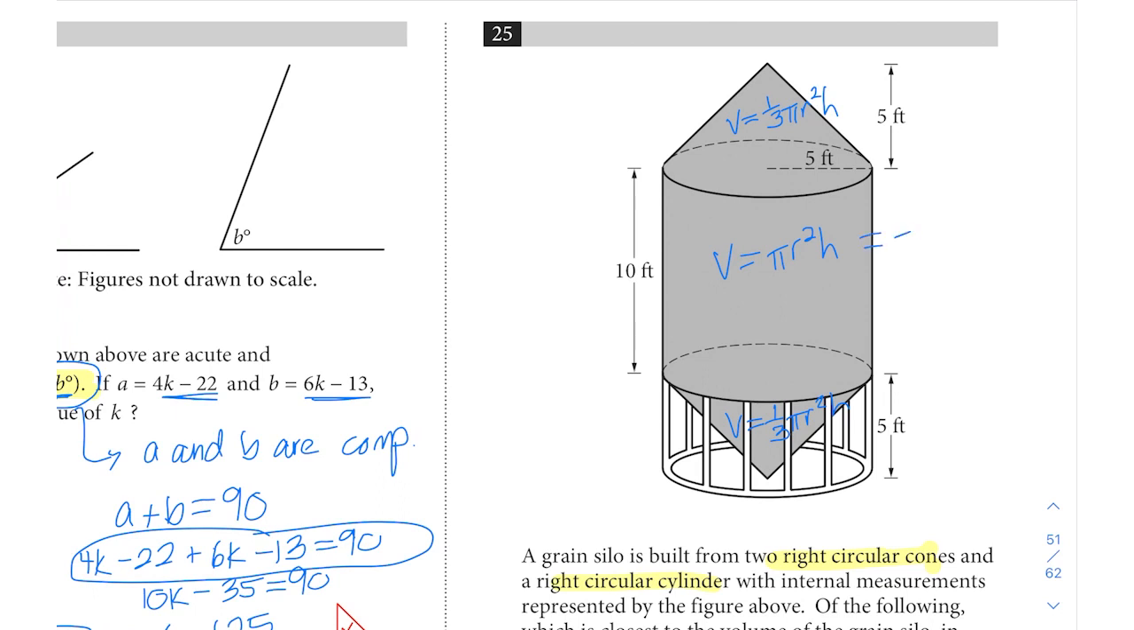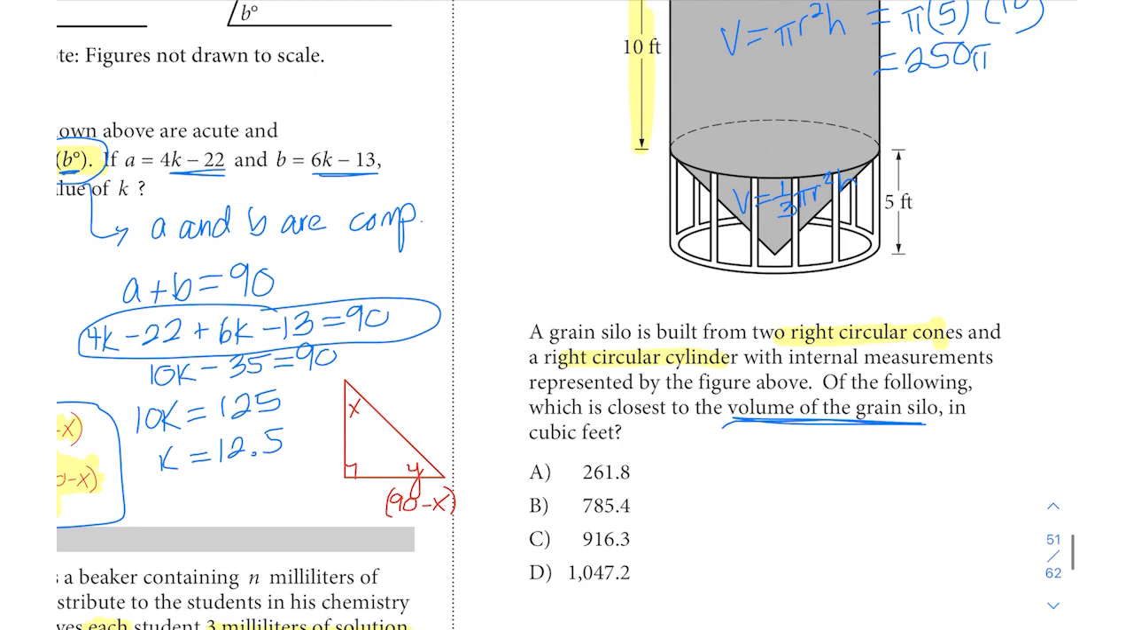So let's plug in our numbers here and see what we get. For the cylinder, this would be pi times our radius, which is 5. So pi times 5 squared. And then times our height, which they show us is 10. And when we do the math on that, 5 squared is 25, and 25 times 10 will be 250. And so we have 250 times pi.